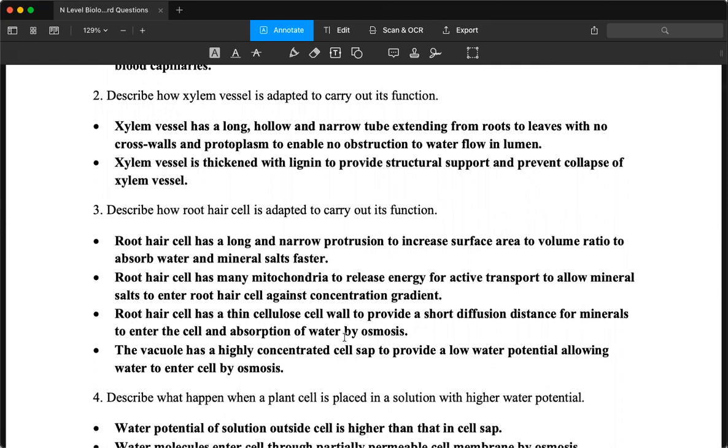Root hair cell has a thin cell wall to provide a short diffusion distance for minerals to enter the cell and absorption of water by osmosis.